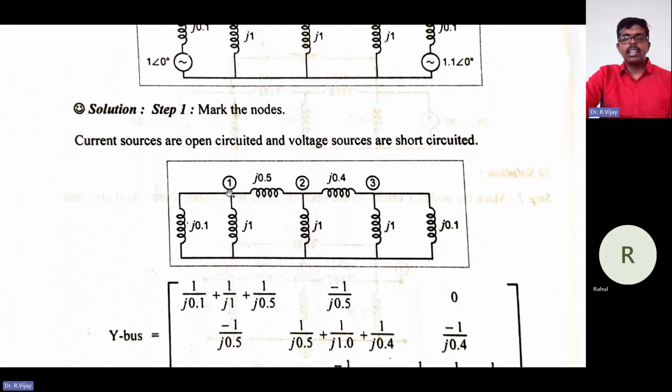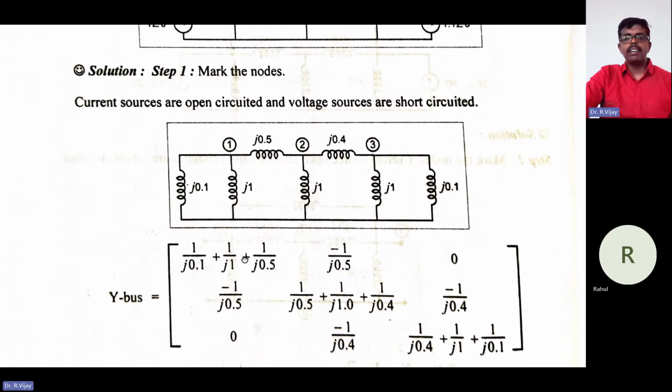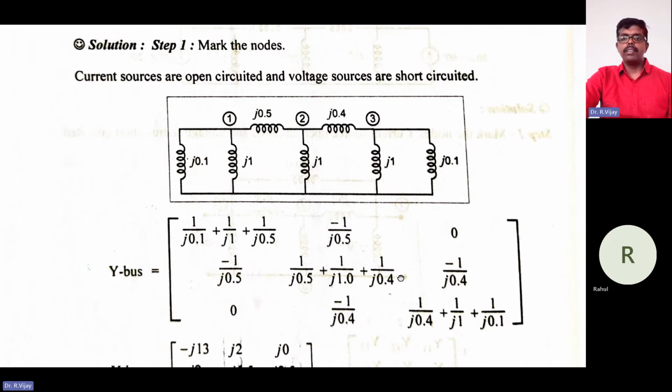So what are the nodes connected? What are the elements connected at node 1 that you need to add? Here also the impedance value is given, so Y11 is 1 divided by j1, plus 1 divided by j0.5. Y12 is minus 1 divided by j0.5. Y13 has no connection, so 0. Y21 and Y12 are the same. For Y22, what are the elements connected? Here the j0.5, 1 divided by j0.5, 1 divided by j0.1, and 1 divided by j0.4.